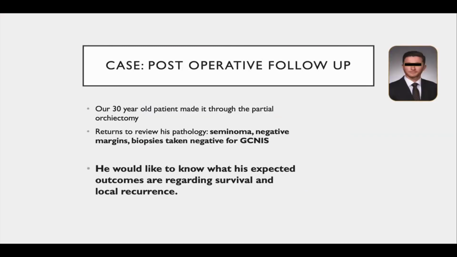So now back to our patient. Our patient has made it through his partial orchiectomy. Review of his pathology shows it is, unfortunately, a seminoma, with negative margins. We did take biopsies at the time for GCNIS. They all came back negative, which is great.